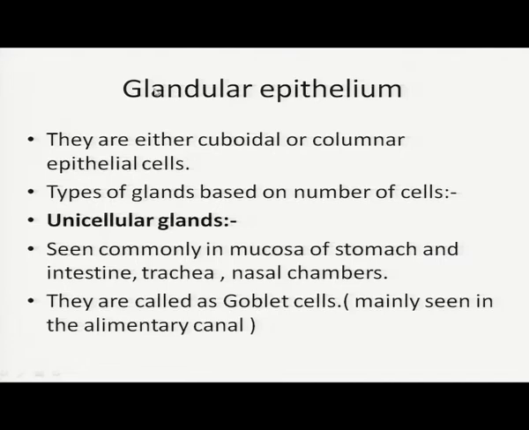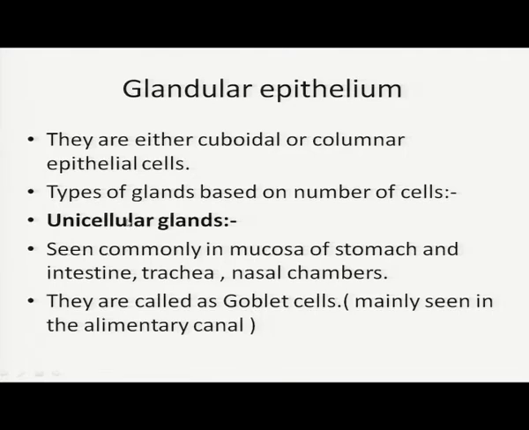Now, the next type is glandular epithelium. They are either cuboidal or they may be columnar epithelial cells. Here it is written glandular epithelium. It means they can act as a gland. Now, depending upon the number of cells present in the gland, we can divide it into two types. One is unicellular glands and the other is multicellular glands.